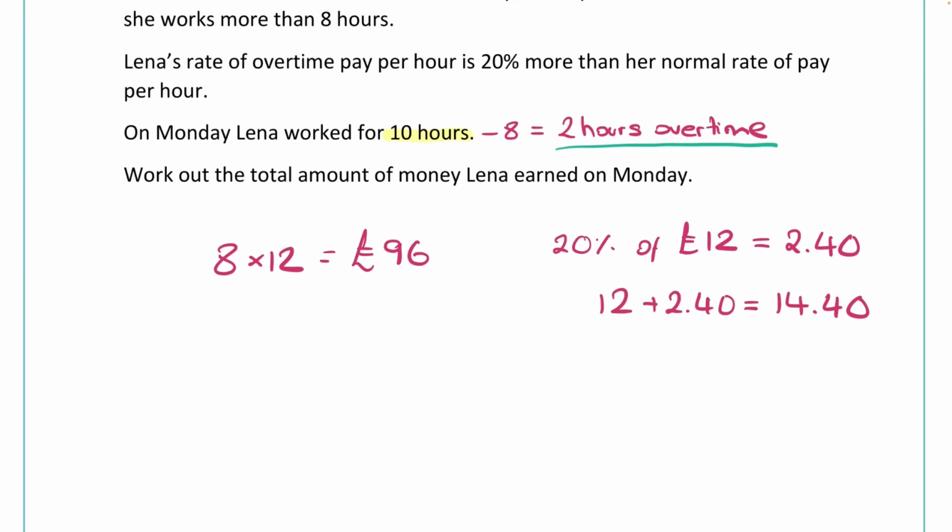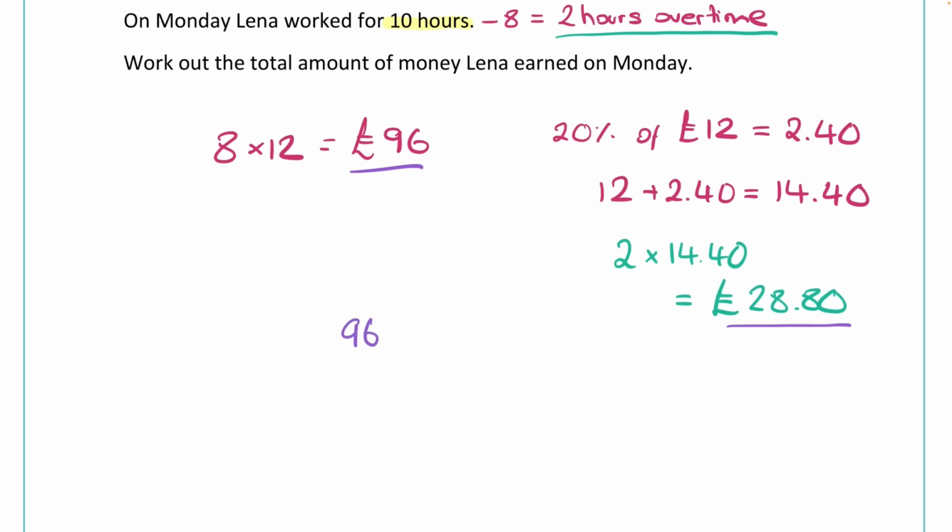So she does 2 hours of overtime. So my 2 hours overtime, I can do 2 times £14.40, and that gives me her overall amount for the overtime. So 14.4 times 2, and that comes out as £28.80. So overall, she's got the £96 and the £28.80. To finish this off, we'd want to add those together. So 96 plus £28.80. Just notice how every little thing that I'm going to type into my calculator, I'm also writing on the page. And there we go, we get our final answer, which is £124.80.